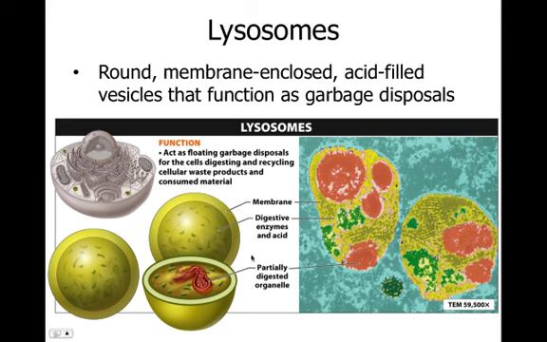So our lysosomes are actually vesicles that contain digestive enzymes. We've talked about vesicles. You can picture vesicles made up of a membrane. So round and membrane enclosed, just like a vesicle. But then it's filled with digestive enzymes and acids. The digestive enzymes and the acids are so that they can digest things.